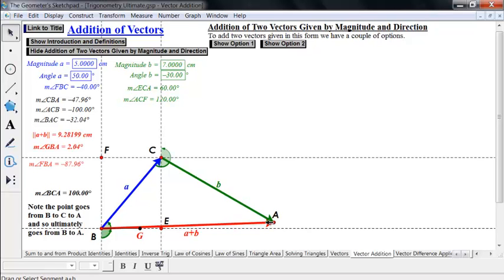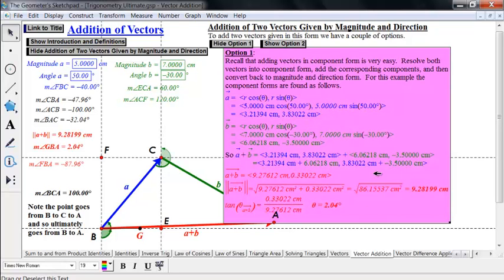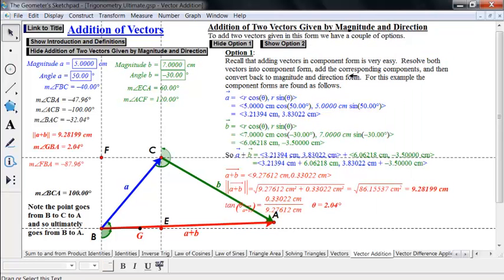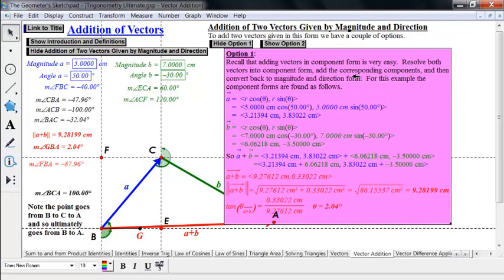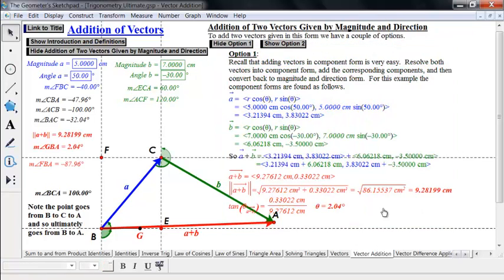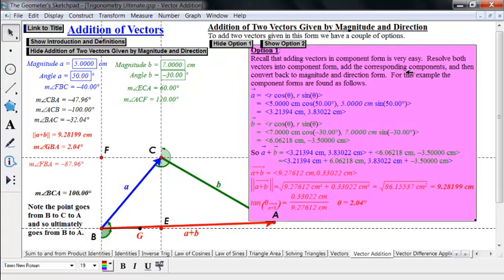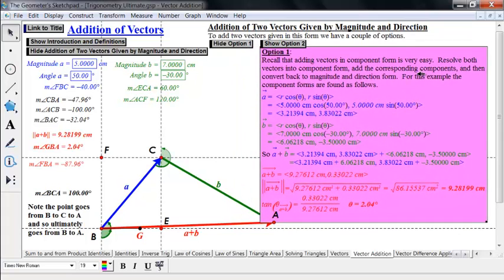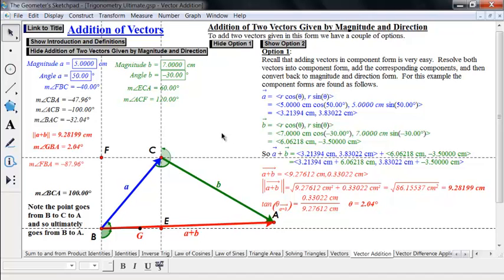Now, as far as doing the computations here, how do we get all these numbers that you see here? Well, there's actually two options. One option is this. Remember, it's very easy to add these things together if they're in component form. So let's put them in component form and then add them together. So here's option 1. Resolve these into components. Remember the component form: x is r cosine theta, y is r sine theta, where r is the magnitude.